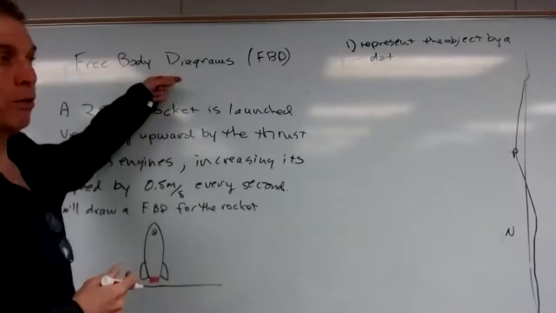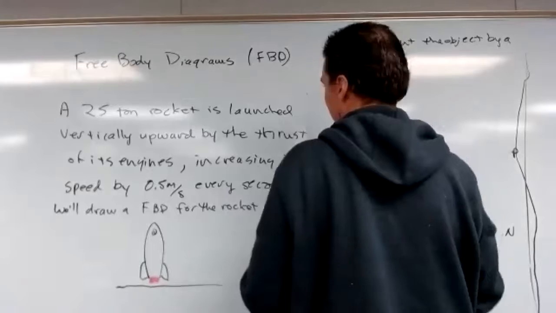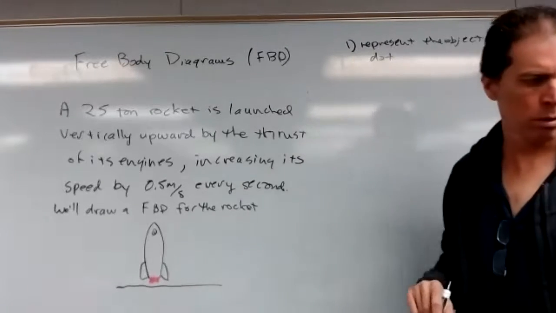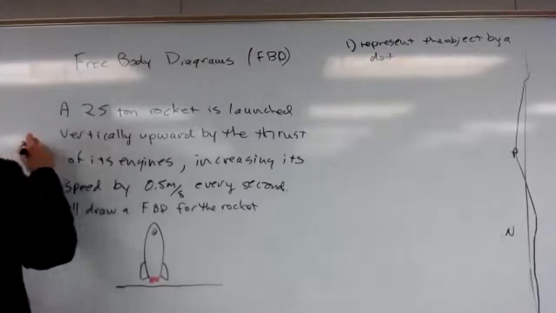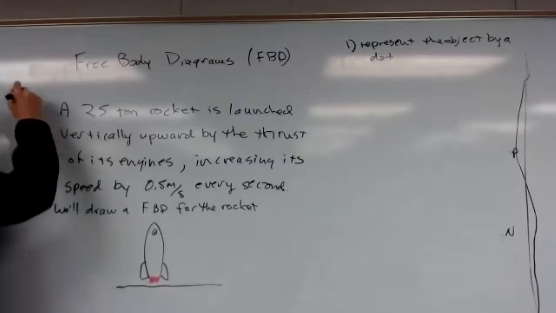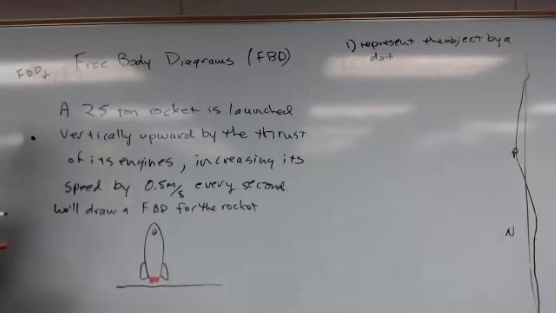But when I start to draw a free body diagram, when I want to break this problem down, I represent the object by a dot. So where am I going to do that? I'm going to do it over here. I think that's right. So here's my object, and this is my rocket. So here's my free body diagram.